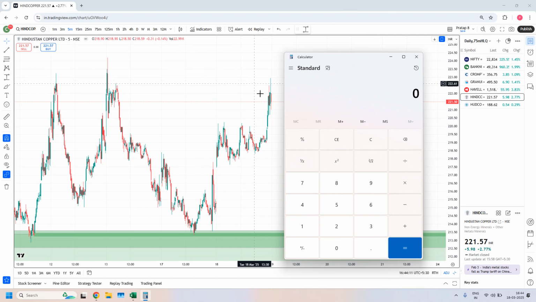So 222.50 paisa, let me say, minus approximately 213.50 paisa. Round values I am giving for easy calculations. We got 9 rupees profit. When did you get the trade? Monday, 17th March. Today, 18th March. Let us assume somewhere here, 222.50 paisa, we booked the profit. You would have got already 9 rupees.